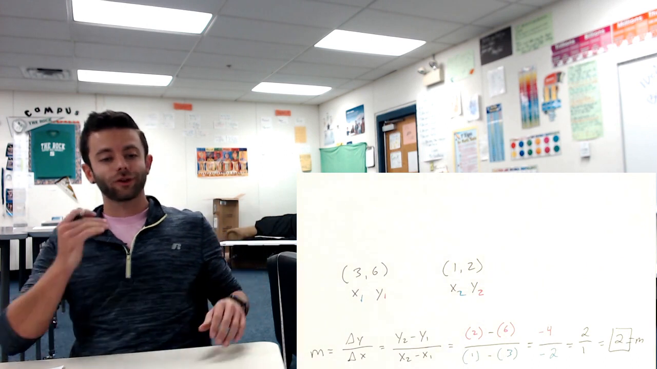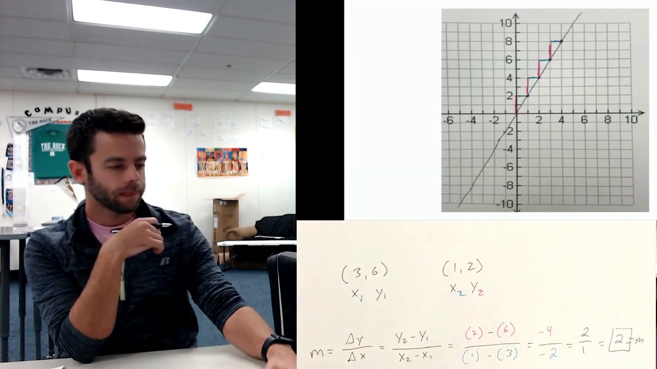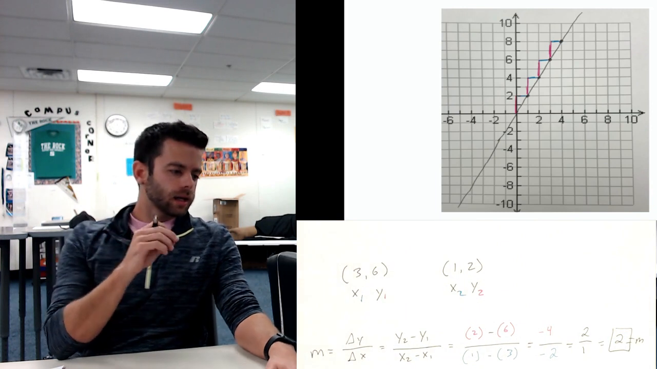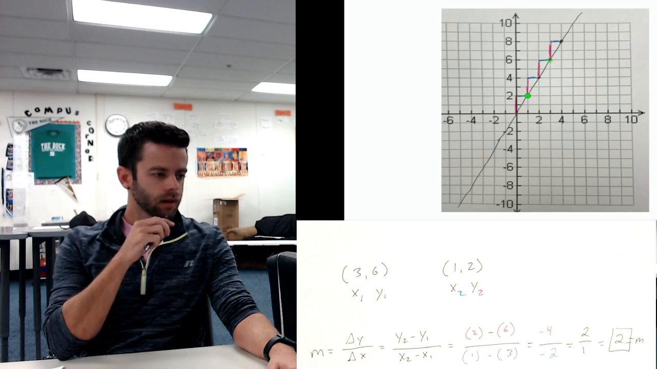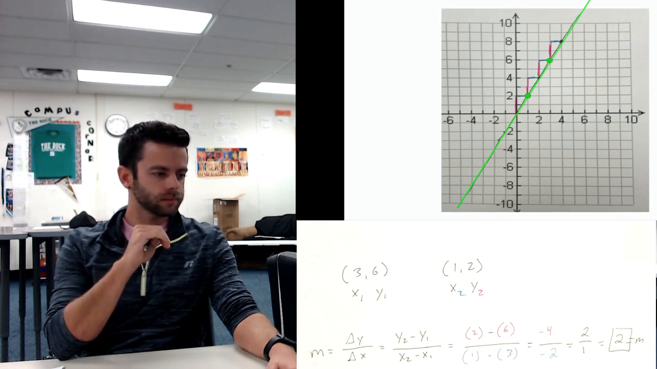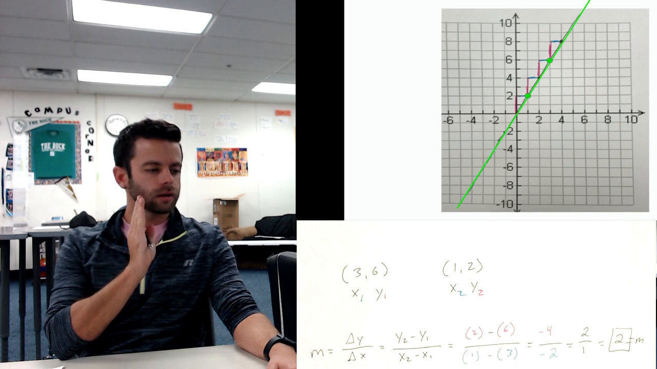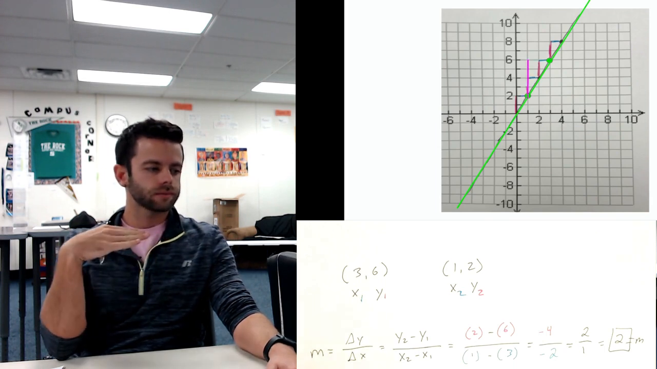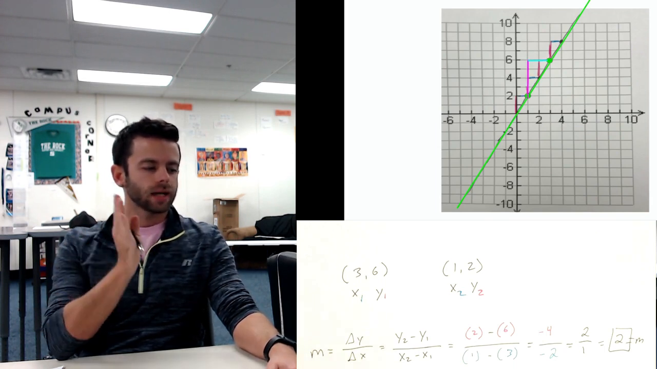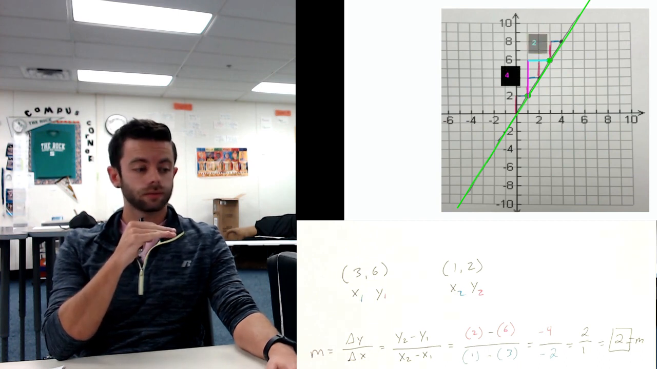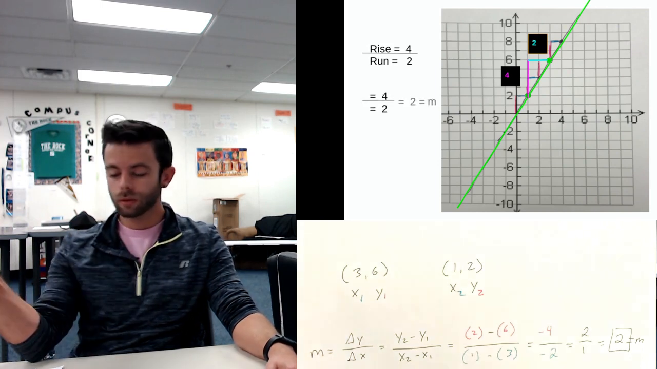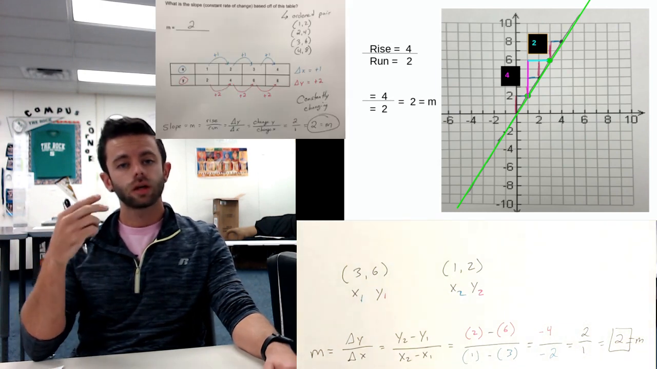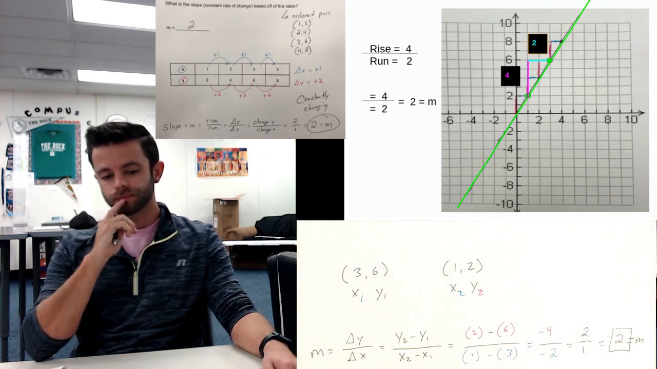Now, if we look at the graph of what we did before, I put in the ordered pairs. I drew my straight line. I have my rise and my run. The rise is 4, the run is 2. So, when it simplifies, we get 2 equals m. Well, isn't that what we got here? And what we got on the table. So again, that's proof that it works for all three.